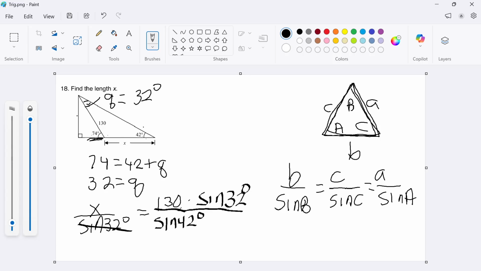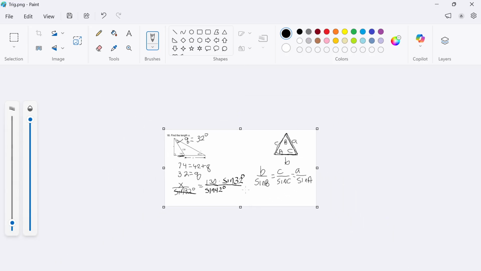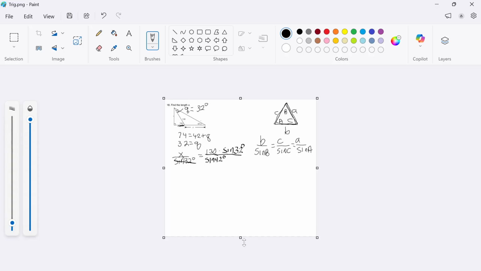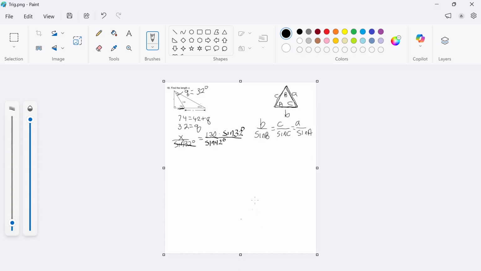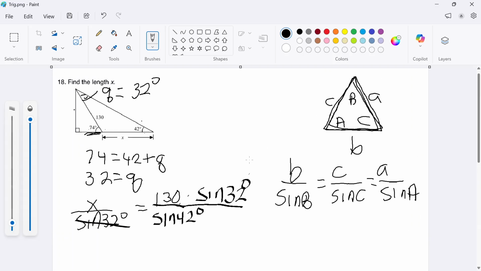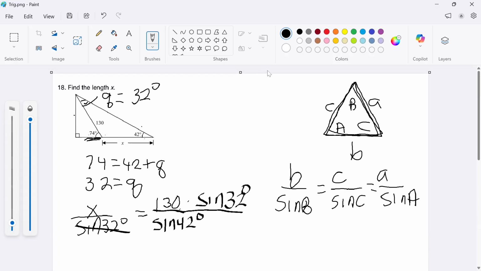I will show that in a moment on Desmos, and you would do it on your calculator, make sure you're in degrees mode. But before I do that, I want to show how to do it without the law of sines, because on December 1st, that's where this class is. So first, I want to find two sides of this big triangle, because then I can find what x is. So I'm going to look at this little triangle.